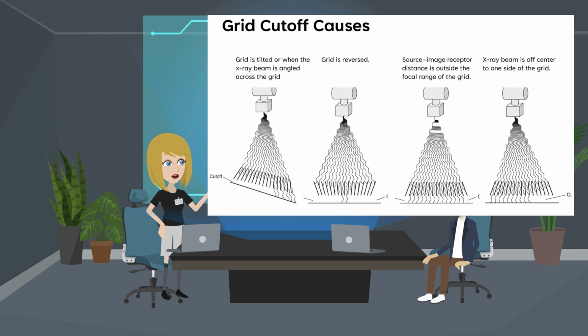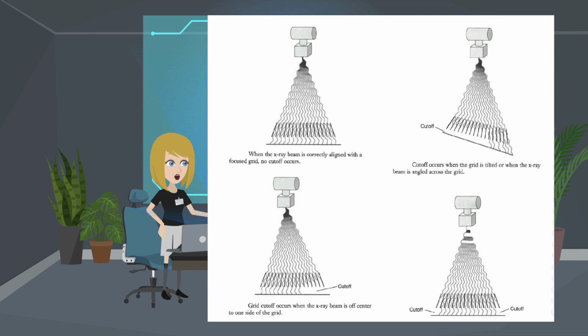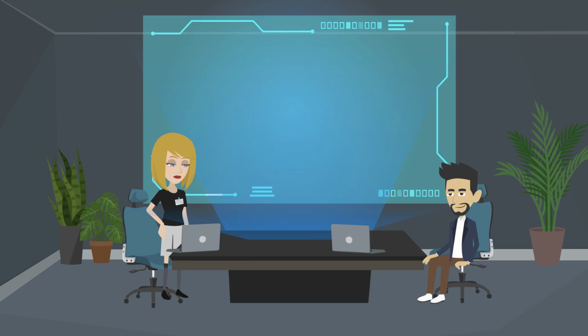Grid cutoff occurs when the grid is tilted, when the X-ray beam is angled across the grid, when the grid is reversed, when the source image receptor distance, SID, is outside the focal range of the grid, or when the X-ray beam is off-center to one side of the grid. Grid cutoff is prevented by ensuring that the X-ray beam is always correctly aligned with the center of the grid at the appropriate distance. Using the correct angle when aligning the X-ray beam is always crucial to achieve the best viewable X-ray images.